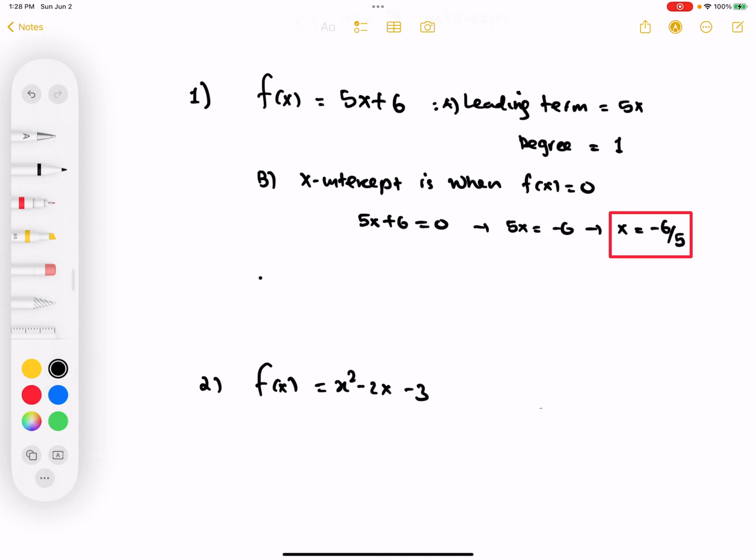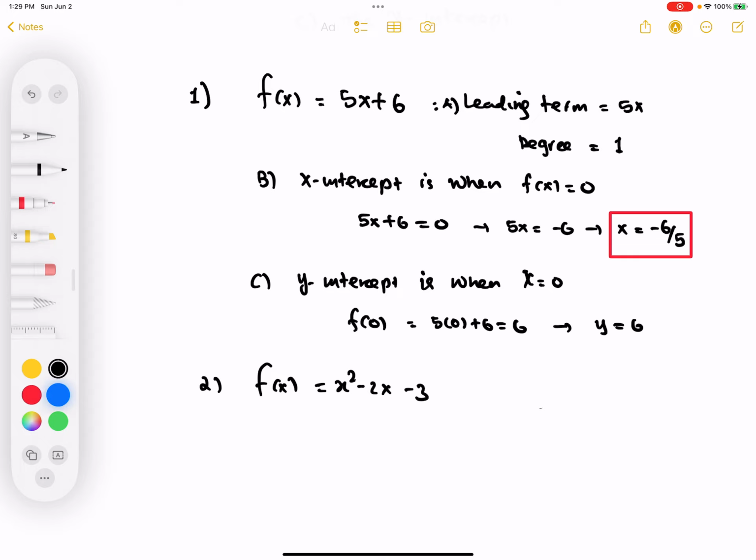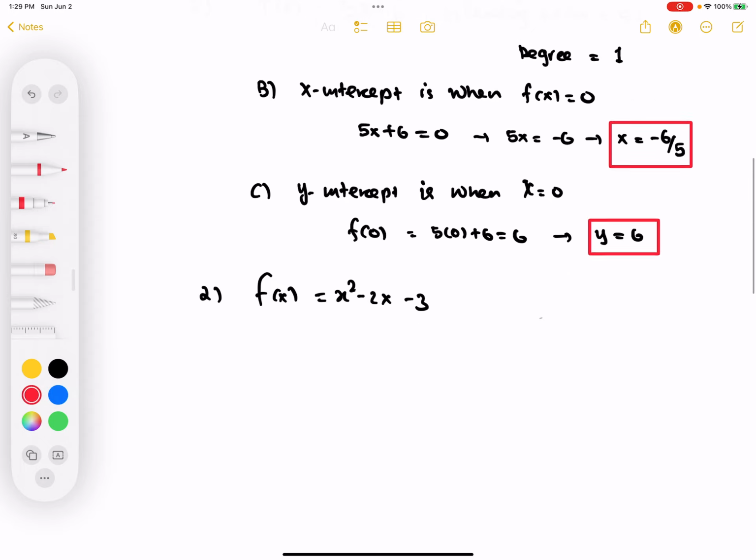And C, y-intercept. Y-intercept is when x is 0. That means, in other words, what is f at 0? So 5 times 0 plus 6, which is 6. This implies that y is equal to 6. That is the y-intercept. All right. Let's go to this one.